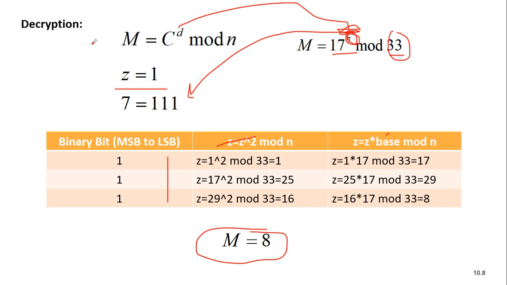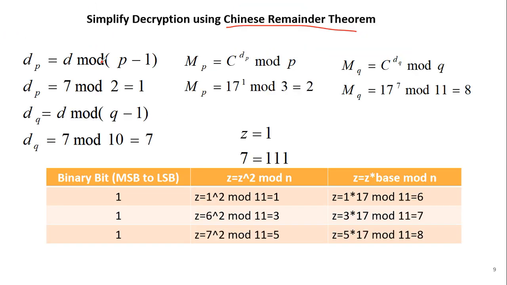The Chinese remainder theorem takes place only at decryption, because at decryption the receiver knows the values of P and Q, whereas the sender will never know P and Q. The sender will know only the N value. But at the receiver side, decryption takes place with the private key, and that process we can simplify using the Chinese remainder theorem.